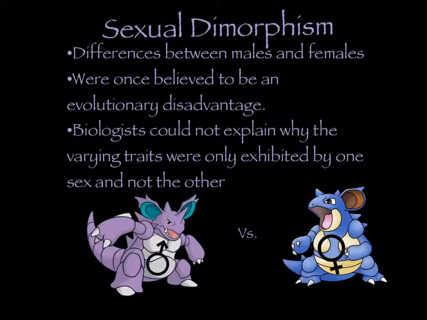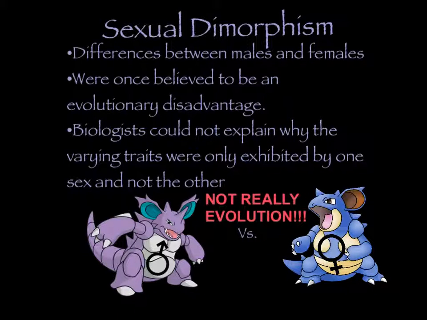Below we see a Nidoqueen and Nidoking, the female and male quote-unquote evolution of Nidoran. Notice the variation in both color and physical appearance between the sexes. Biologists believed that these traits serve no real purpose and only reduce survival. They seem to be a waste of time and energy. Biologists could not explain why such innate traits only appear in one sex and not the other.